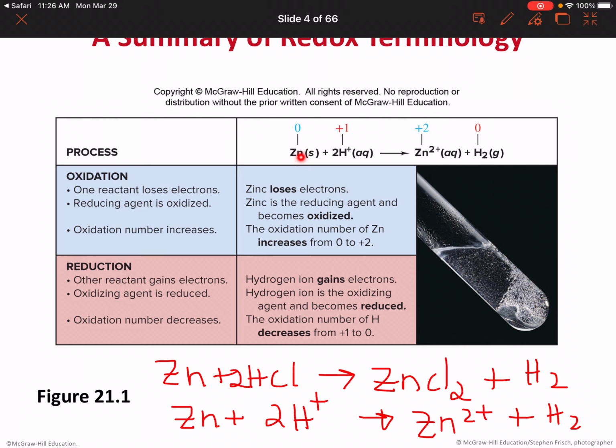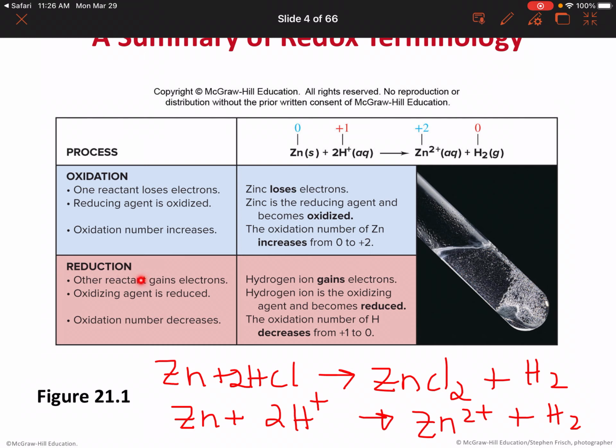If zinc is oxidized, zinc is the reducing agent. The reducing agent is oxidized. Zinc is a reducing agent and becomes oxidized. And in oxidation, the oxidation number increases: zinc to zinc 2 plus. The oxidation number of zinc increases from 0 to plus 2.